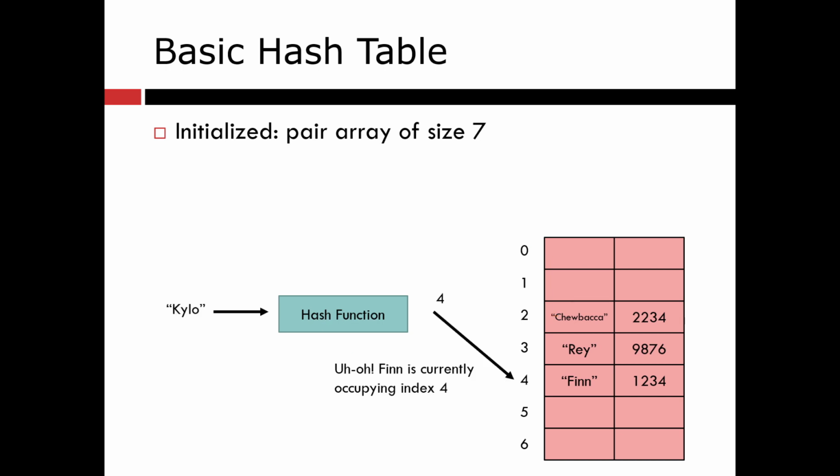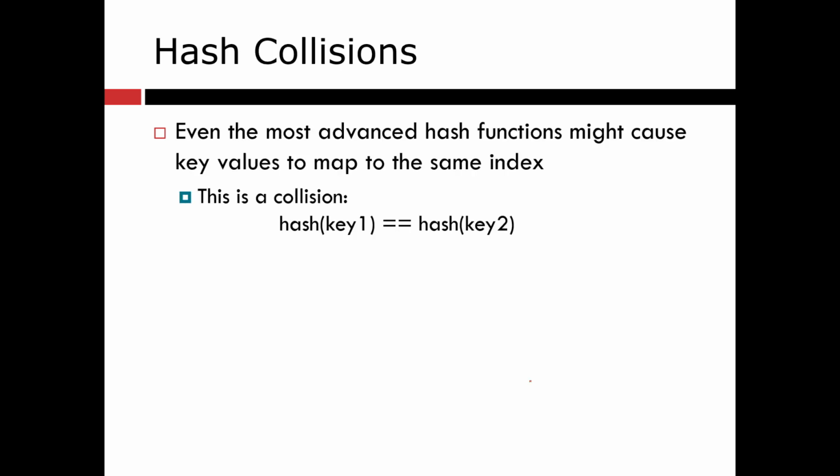But here's our issue. What happens if we try to now insert Kylo into our hash table? Well, Kylo is going to result in a hash value of 4, which means it's going to try to go into this array location. But the problem is that array location already has an entry, Finn. This is where we can come up with some strategies. But to be very specific, when I talk about a collision, what I'm talking about is that we have some hash function with some key giving us the same answer as some different key with the same hash function.